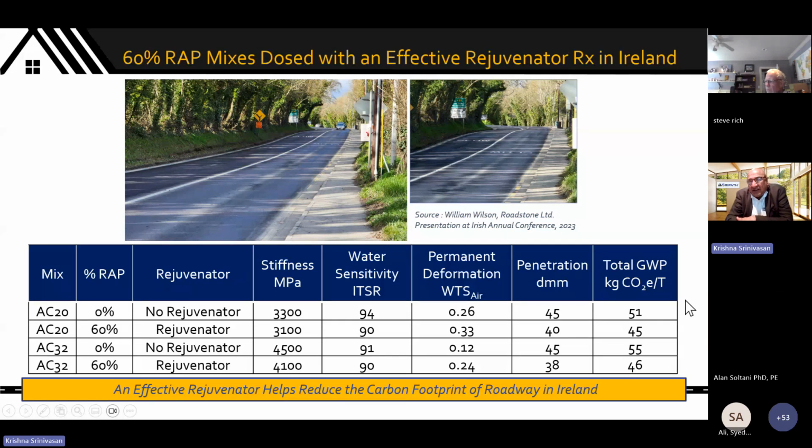Remember, we spoke about sustainability, and this was the first time it's published in the Irish Annual Conference. This was the first time they were able to systematically measure and document that as you increase the wrap percentage with the rejuvenation, you're able to get a total lower greenhouse gas warming potential, kilogram carbon dioxide equivalent per ton of mix. You're able to see a systematic decrease as you increase the amount of wrap. So that's the reason why I wanted to highlight this.